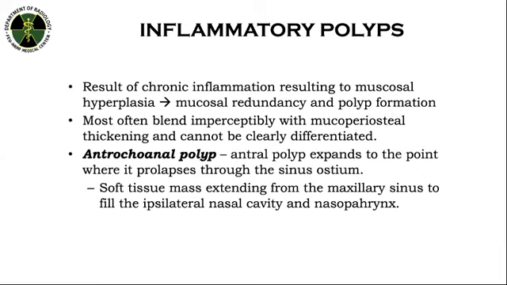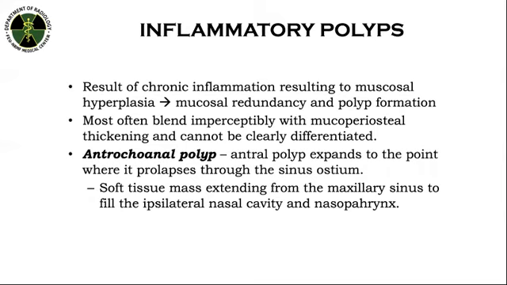And then we have what we call antrochoanal polyp. It is an antral polyp. It expands to the point where it prolapses through the sinus ostium. It is a soft tissue mass extending from the maxillary sinus to fill the ipsilateral nasal cavity and nasopharynx.